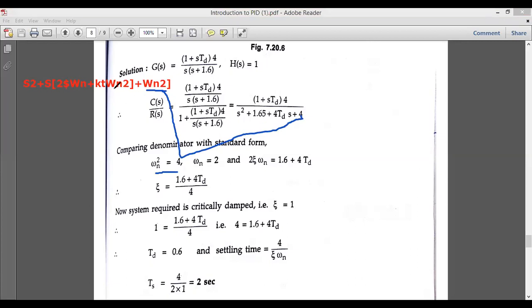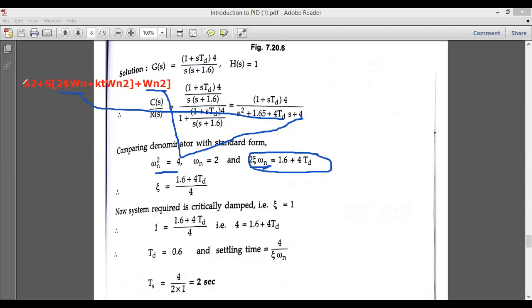Now what is the value of omega n? Where is the omega n? Here. Omega n is equal to 2. Why is it equal to 2? Because the value here is 4 TD. You can cross verify also. Now the other term, 2 zeta into omega n. Where is 2 zeta into omega n? Here. So 2 zeta into omega n is compared with this value, 1.6 into TD. That is the reason they have mentioned this answer.